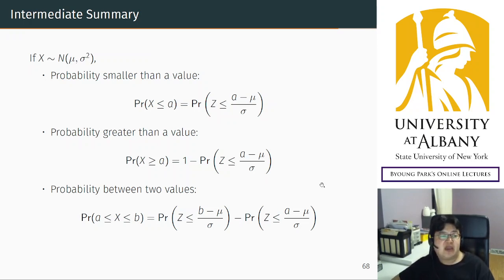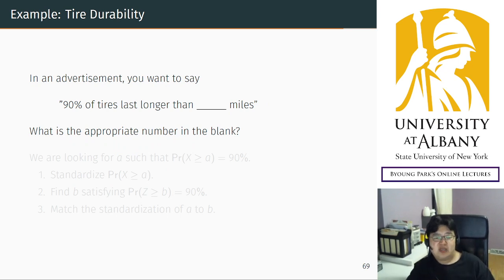That's what we learned. And the last topic in this chapter we have to cover is this. Now we are going the other way. We are going inverse. That is, the probability is known. We know that 90% of tires last longer than a certain mile. What is that miles? So we want to say a sentence like this: 90% of tires last longer than blah blah miles. Like, so suppose you are doing advertisement. So then you have to say something like this. Then what is the number that you can use here? How can you do that?